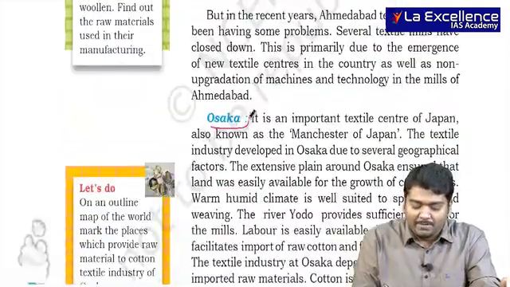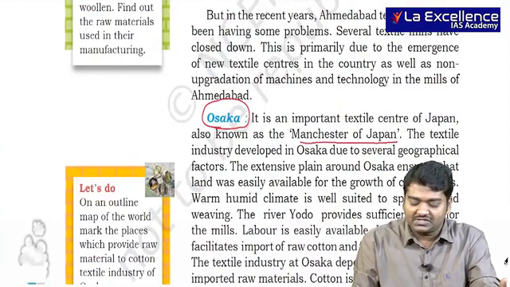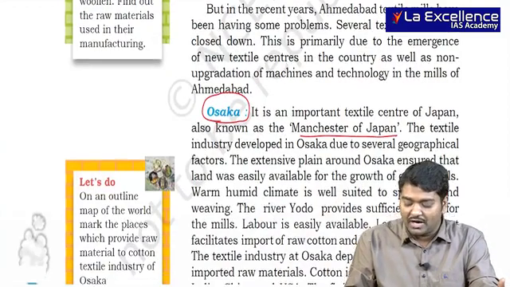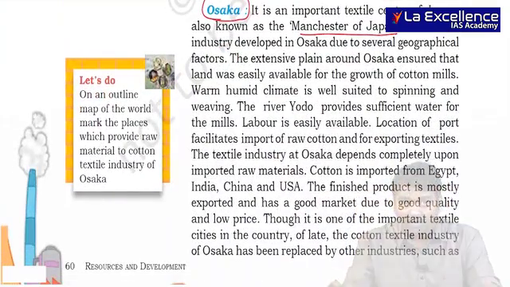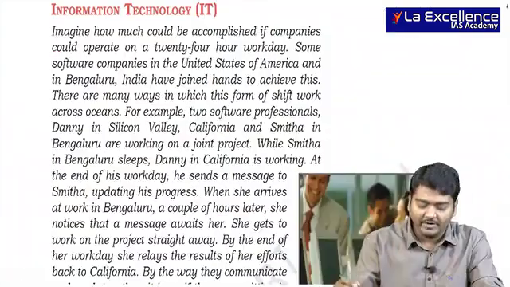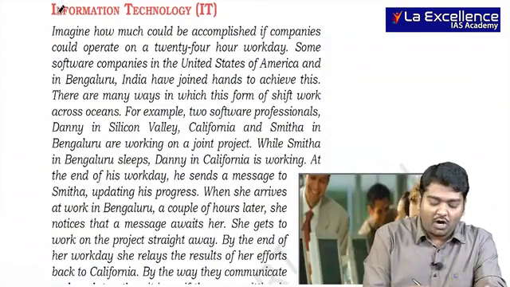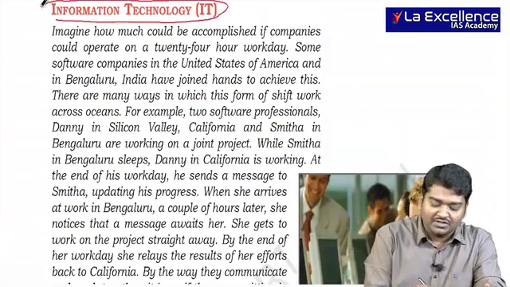The other important place is Osaka, which is the Manchester of Japan. Again, you have the same factors, but Japan does not produce cotton, and it is dependent on imported cotton from Egypt, India, China and the United States of America, right? After this, we talk about information technology.